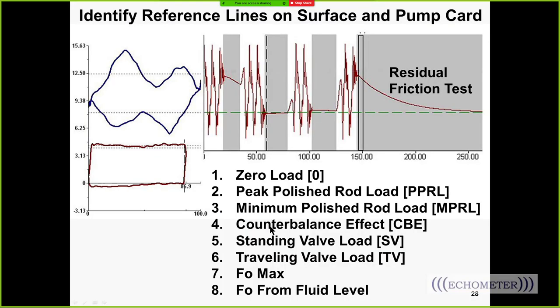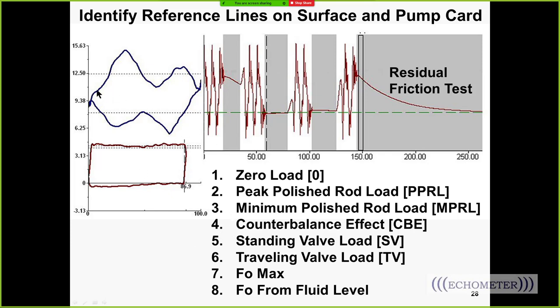All right, so here's a plot showing the valve test versus time, and the surface card and the pump card, and well, where are our reference load lines? So here's our zero load line for dynamometer data right there, and I didn't pull this down far enough, so there's no zero reference here. The peak polish rod load is that peak right there. There's our minimum load right there.